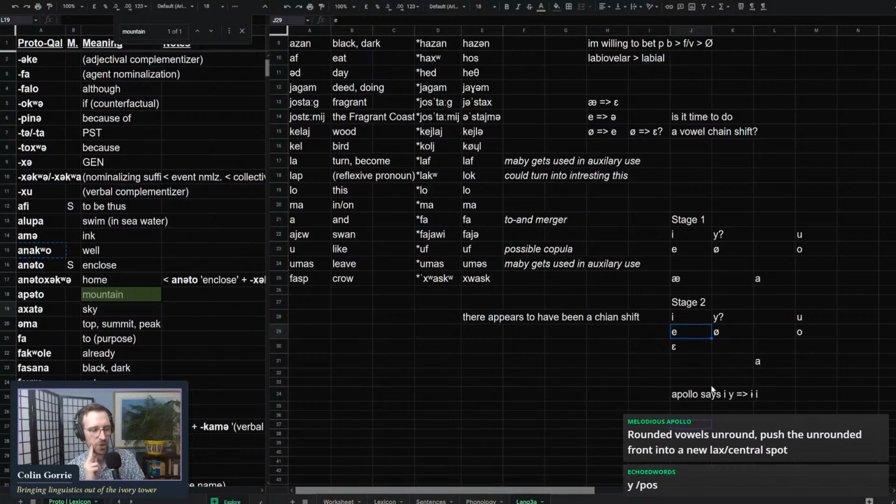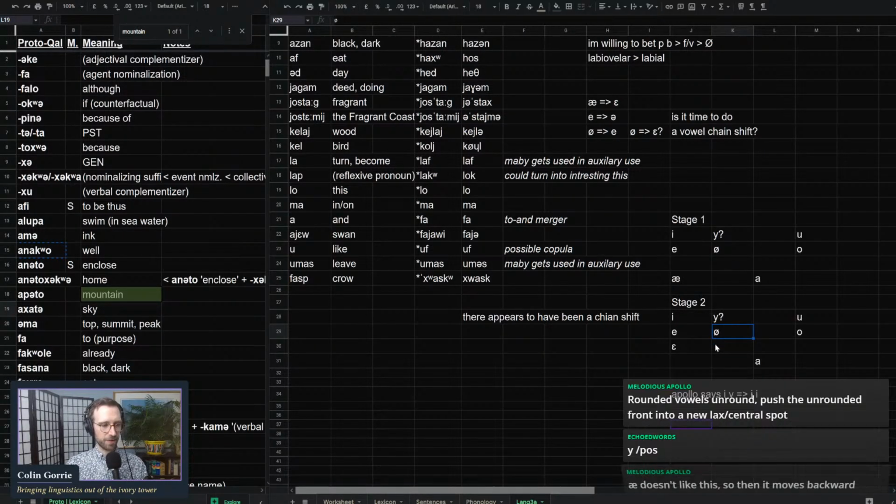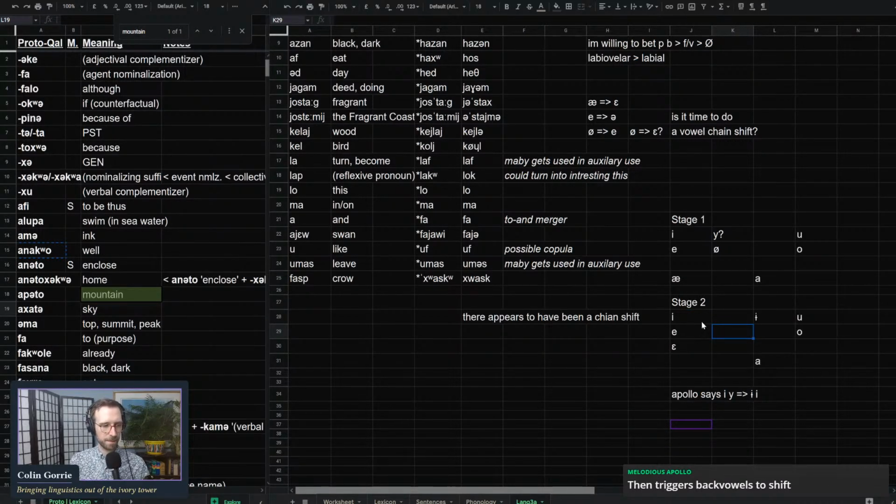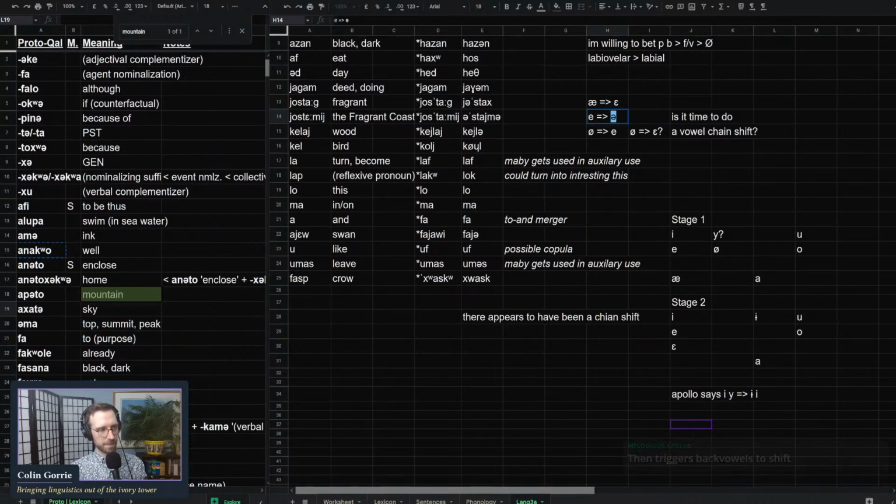Paula says E, U to E. Okay, so what we could do is we could do a rounded vowel apocalypse. So let's put I central, E to E, Ö to A, and maybe E to schwa. E to schwa, rather.